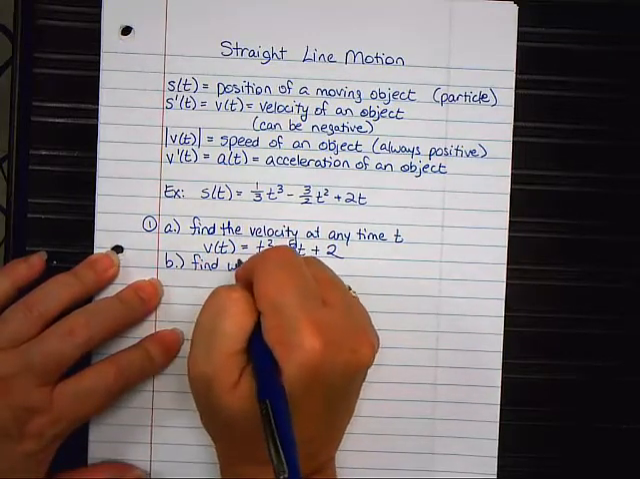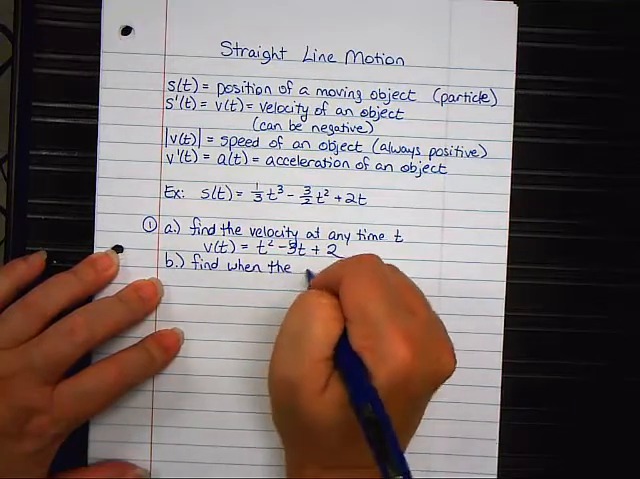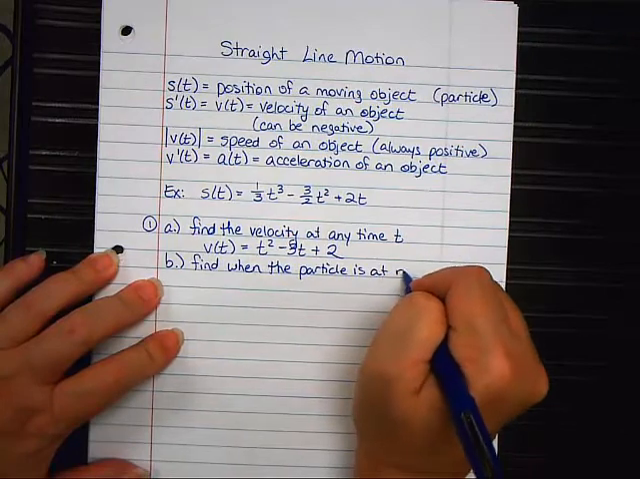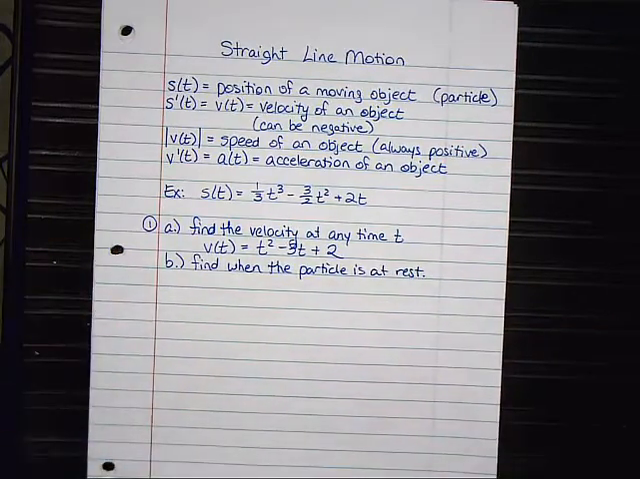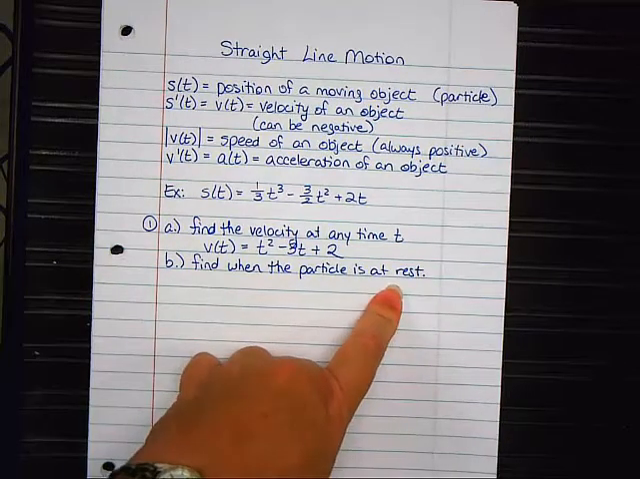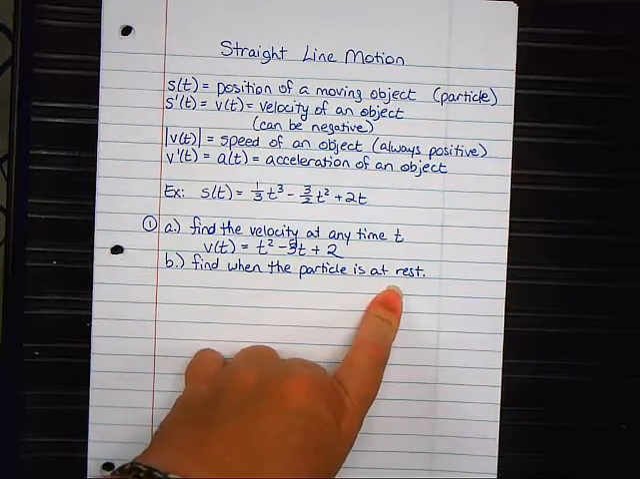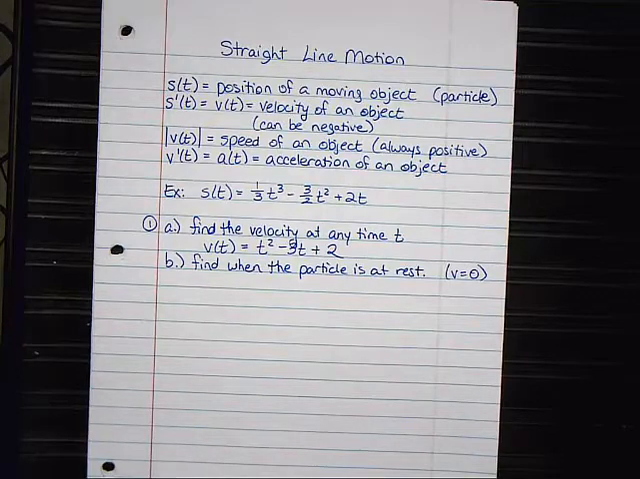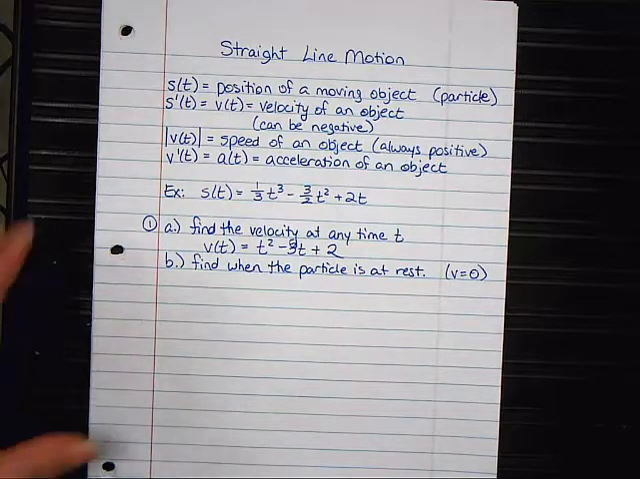Find when the particle is at rest. Period. Find when the particle is at rest. That being 0. What being 0? The velocity. Most everybody has already known that. When something's at rest, its velocity is 0. So what we're going to do is take the velocity and set it equal to 0. So anytime you see at rest, that means take the velocity, set it equal to 0.